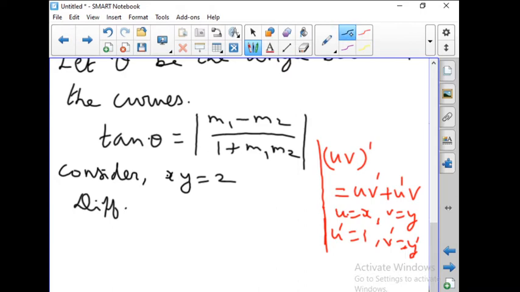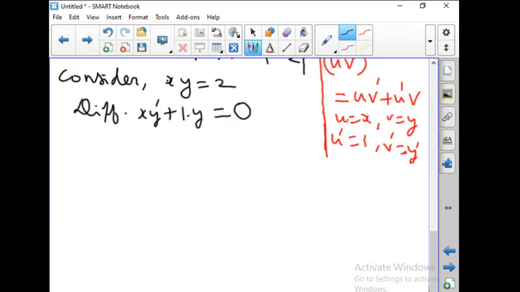So now what you get here? Differentiating, u v dash. u is x, v dash is y dash, plus u dash is 1 and v is y, equal to 2 is a constant. When you differentiate you get 0. Now we have to find dy by dx, that is y dash. So x y dash is equal to minus y. 1 into y is y. So from this we get y dash is equal to minus y by x.